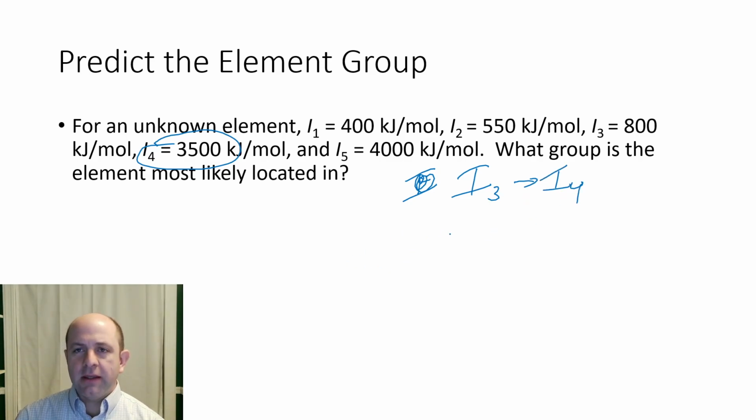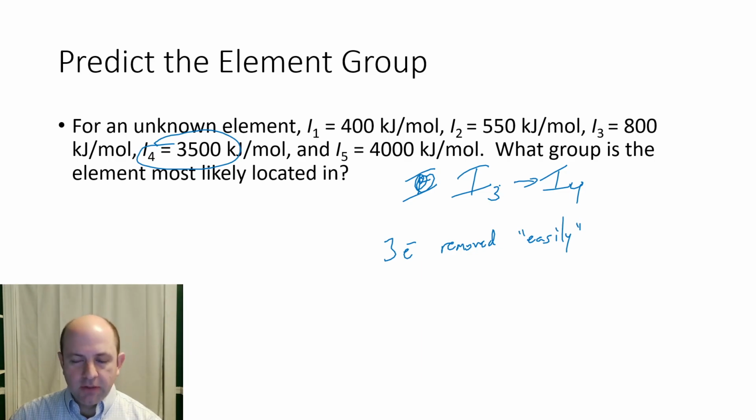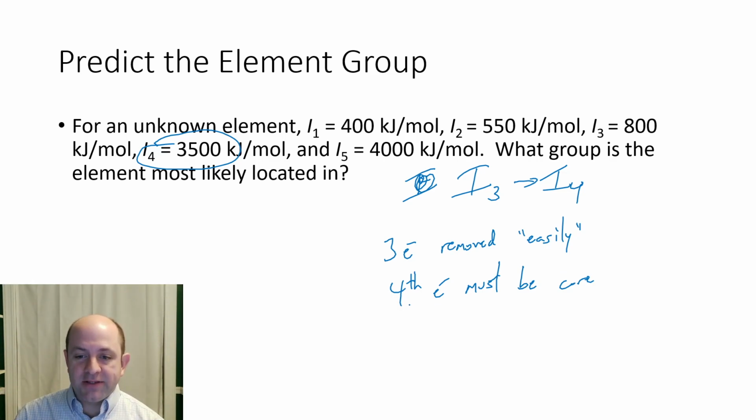And so we say, okay, that means 3 electrons are removed, and we'll call it easily. It still takes energy, but they're reasonable amounts. But then the 4th electron must be a core electron. That means that's where the noble gas is. Well, if the 4th one's where the noble gas is, that means our element is 3 electrons past that. It's 3 columns past that.